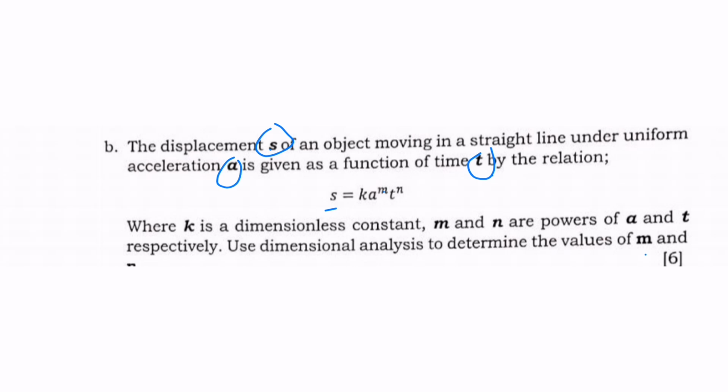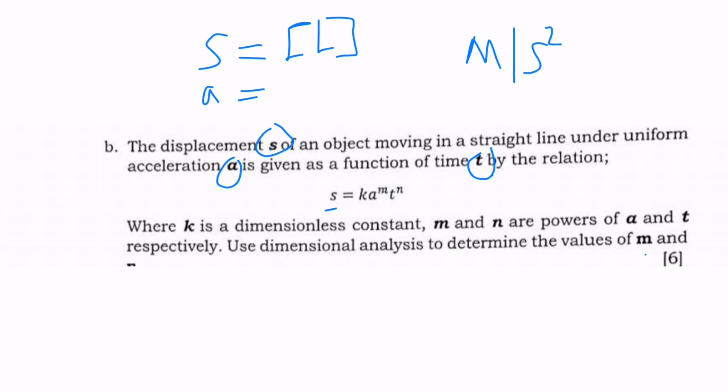Start one by one. So we know displacement, which is s. Displacement is just the distance, and the dimension for distance is the range, L. Write like this. Then also there is what we call acceleration. If you have forgotten, acceleration is meter per second squared.